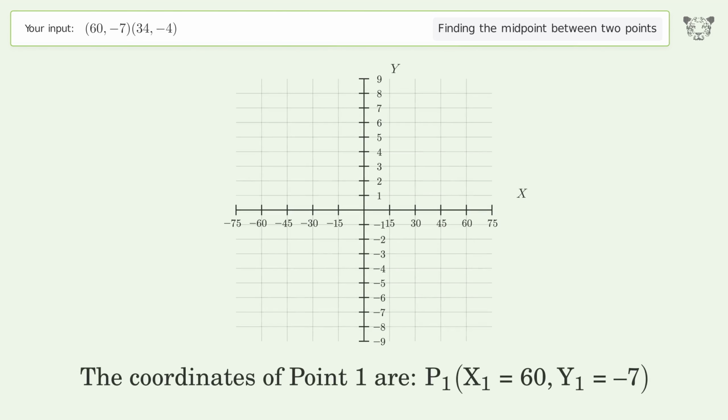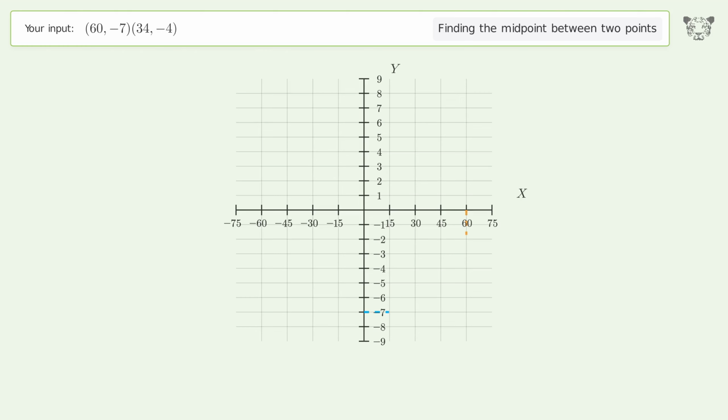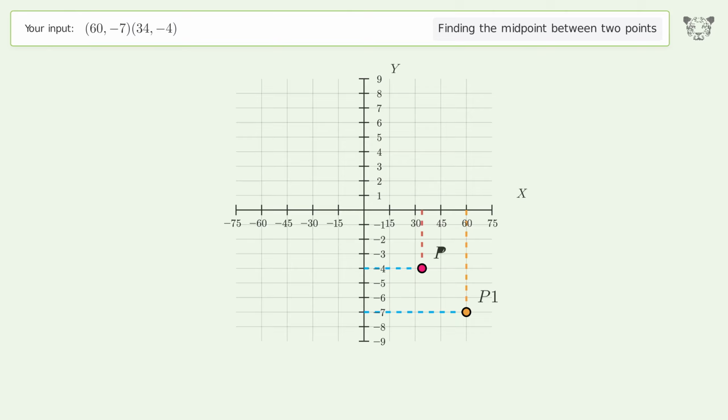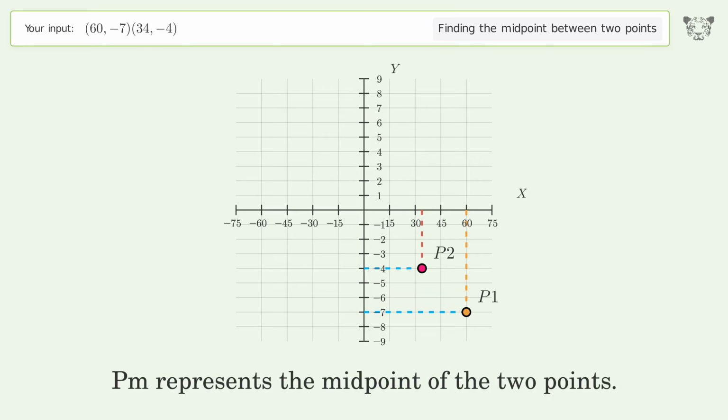The coordinates of point 1 are x1 equals 60, y1 equals negative 7. The coordinates of point 2 are x2 equals 34, y2 equals negative 4. PM represents the midpoint of the 2 points.